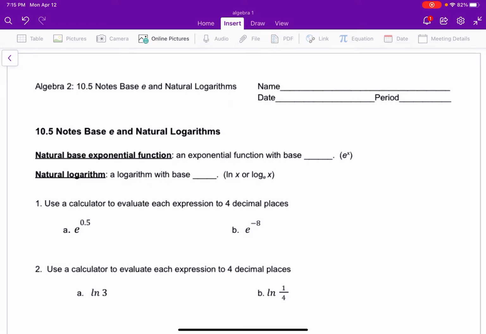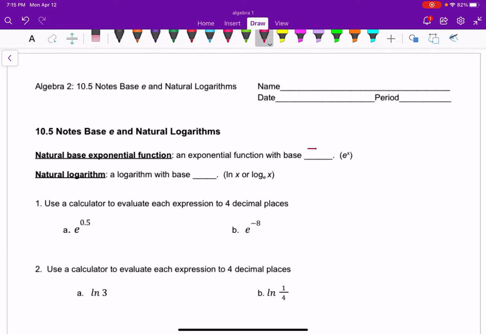It's kind of like pi. We know what pi is. E is also one of those numbers, okay? And it's used enough that it's programmed into the calculator. All right, so an exponential function with base e is going to be called a natural log. A logarithm with base e is going to be ln of x or log base e. So you can see that this and this are the same.